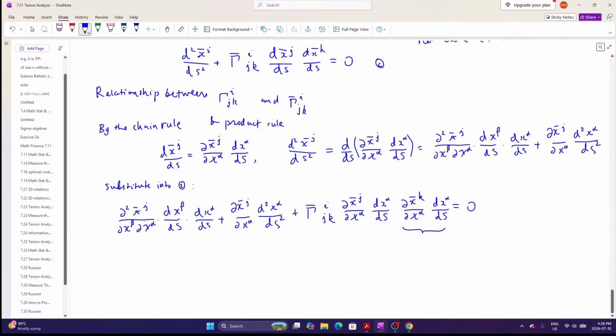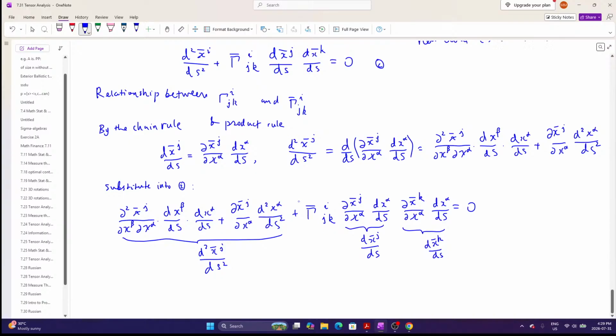All right, so this one is dx bar k over ds. This is dx bar j over ds. So yeah, this one right here is the second derivative, d squared x bar j over ds squared. Just do a quick sanity check, and alpha beta should be dummy indices. Yes, there's a dummy index here, a dummy index here. Now, excellent. So after the substitution, let's compare that with 1, shall we?